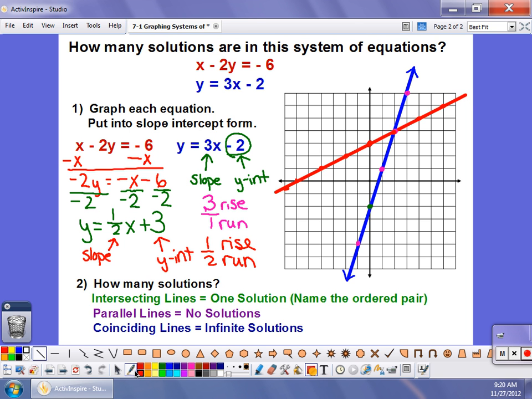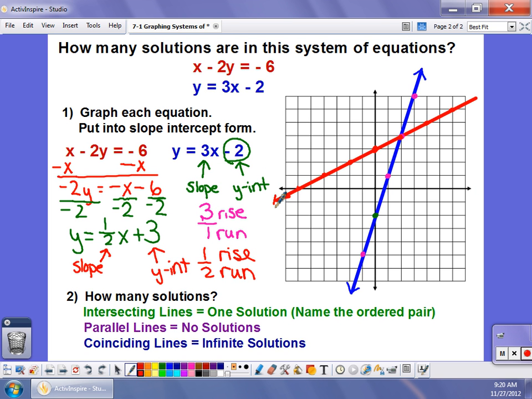And now, looking at the system of equations, I can see that I have one solution because my lines intersect. My one solution is this point right here. So, in answer to the question, I have one solution, and the solution is at the ordered pair (2, 4).